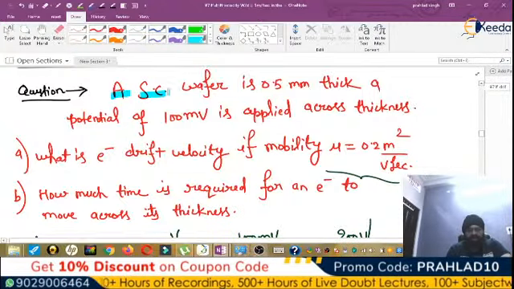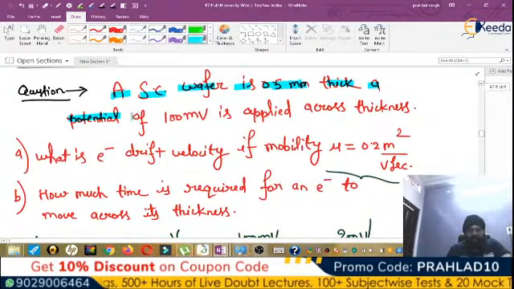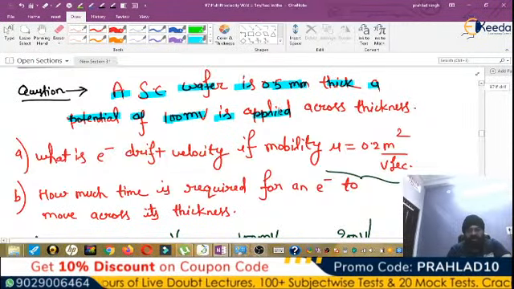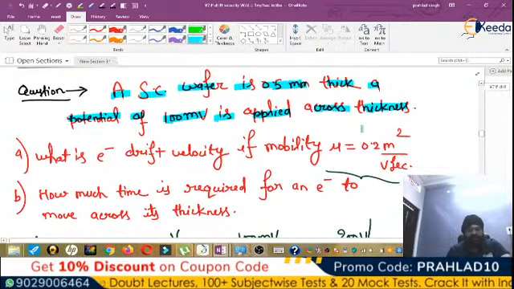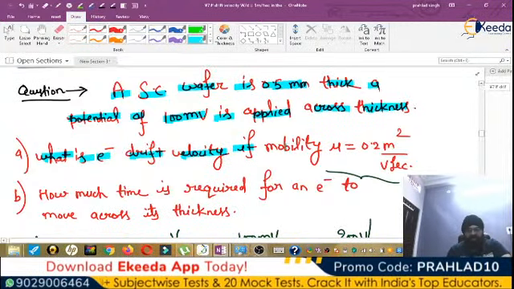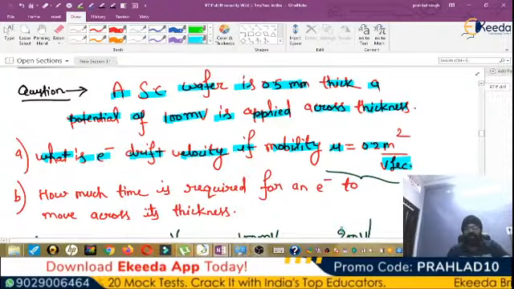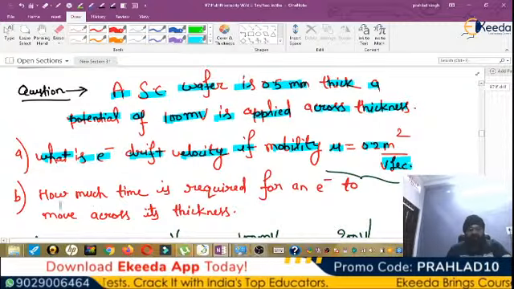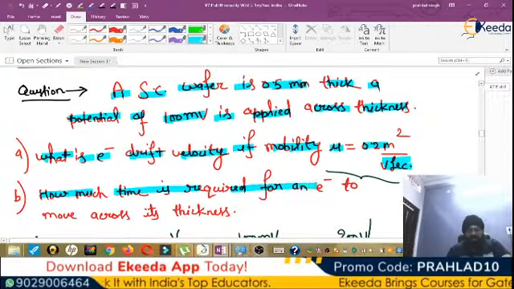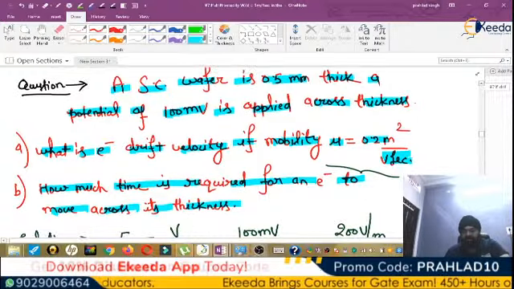And the next question is, a semiconductor wafer is 0.5 millimeter thick. A potential of 100 millivolt is applied across its thickness. What is electron drift velocity if mobility is 0.2 meter square per volt second, and how much time is required for an electron to move across its thickness?